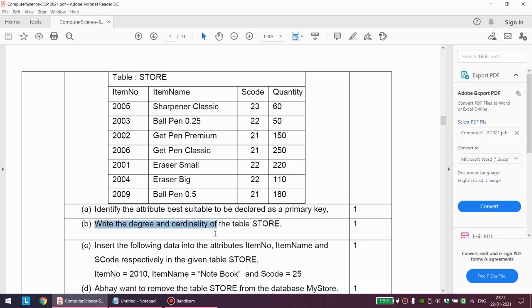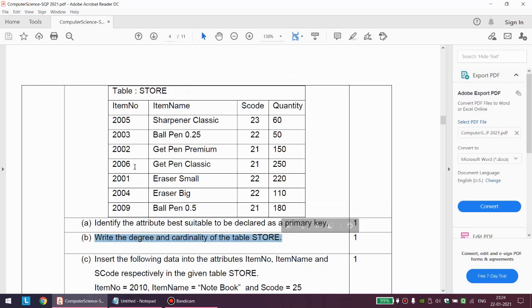Write the degree and cardinality of the store. Already discussed that in every SQL based question, degree and cardinality is obviously a part. So I would like to repeat it once again. Degree is the number of attributes, and cardinality is the number of tuples.